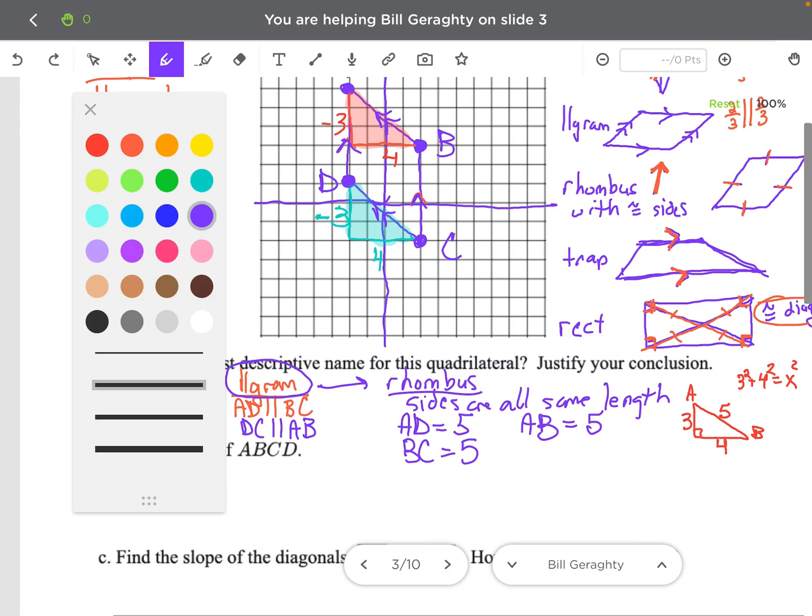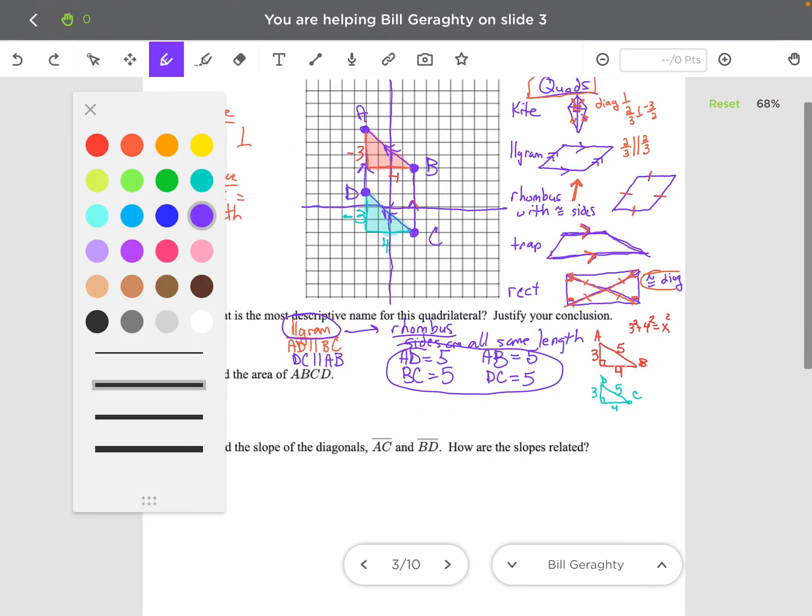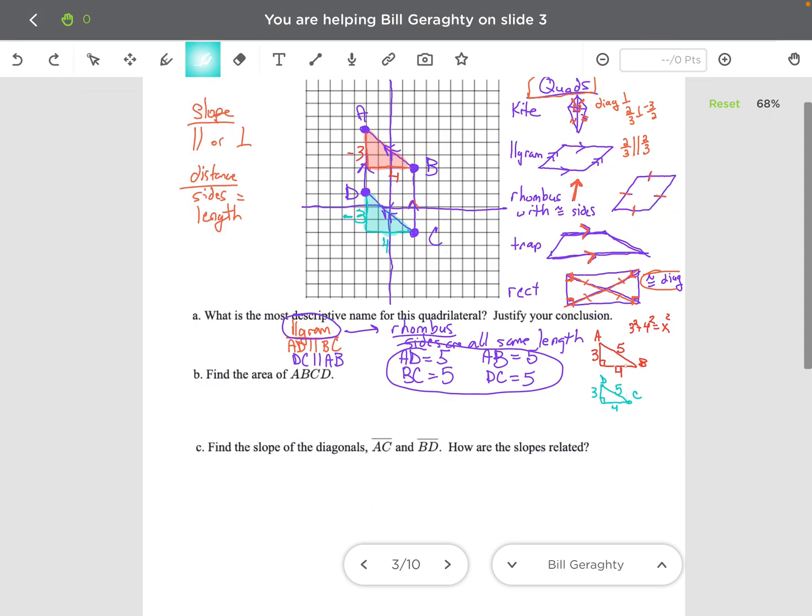I would do the same for my blue triangle with DC. So here's D and C, and you can see this triangle right here has sides that are 3, 4, and this obviously then is going to have a length of 5. So because all the sides are the same length, and I proved it to you, I'm going to say that the final name for this is a rhombus. And I'm going to highlight this. This is my final answer right here. It is called a rhombus.